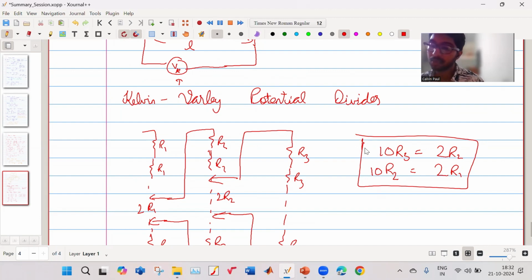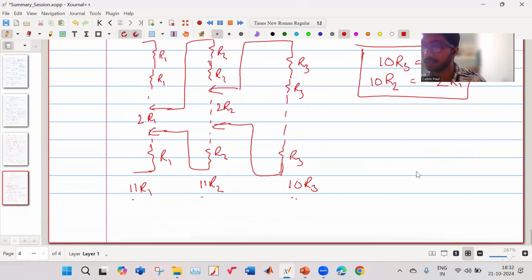Then sir also touched upon AC potentiometers. There's a coordinate potentiometer, there's a phase potentiometer, etc., to read the phase and all this. But these are important topics I'm touching over.